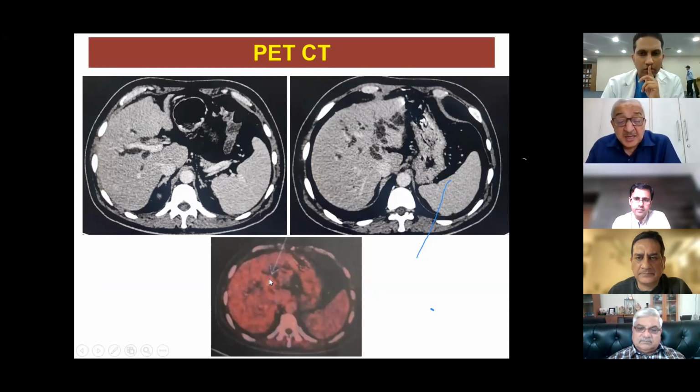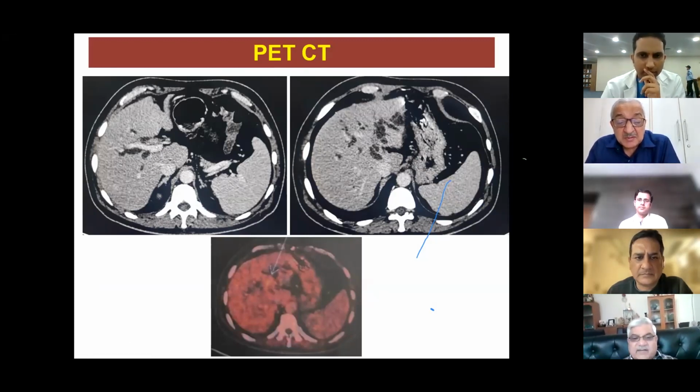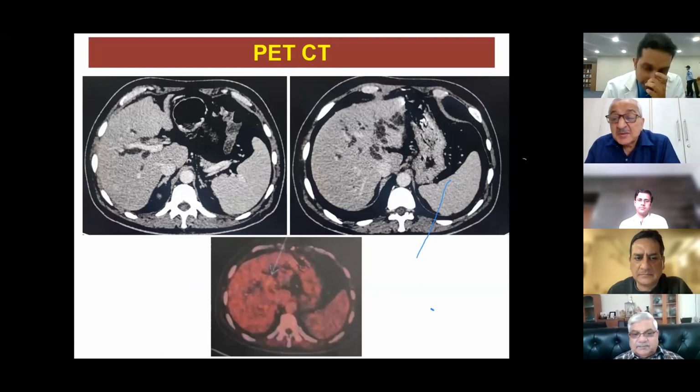From what I'm seeing, they're not very bright yellow, they are just some faint yellow coloration. Yes, even I was. So SUV max is 5.6, sir.